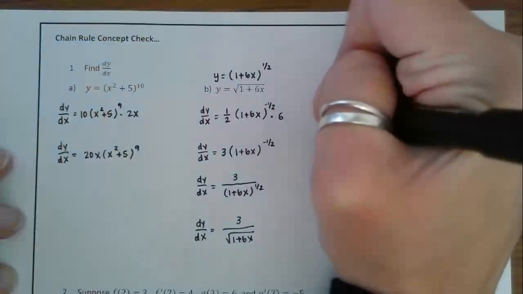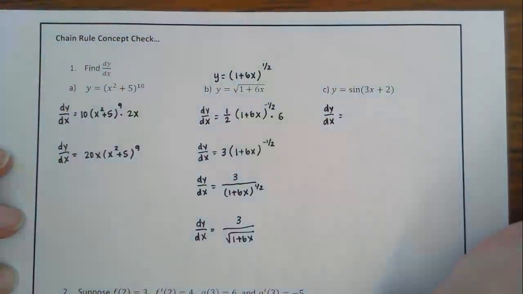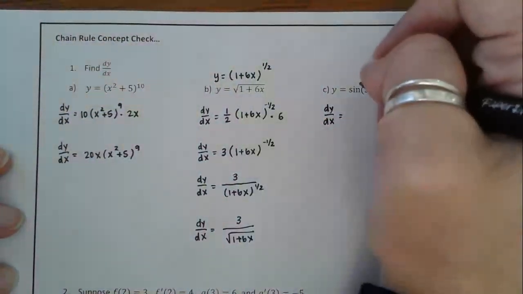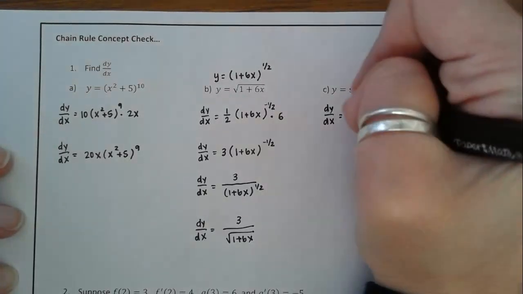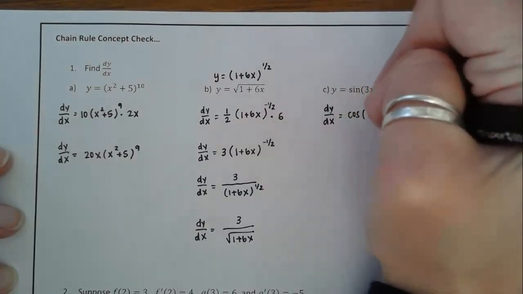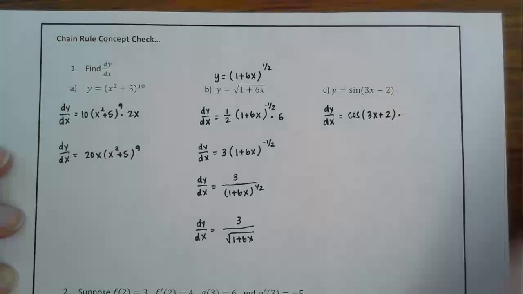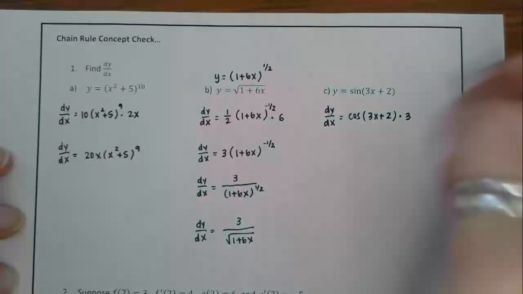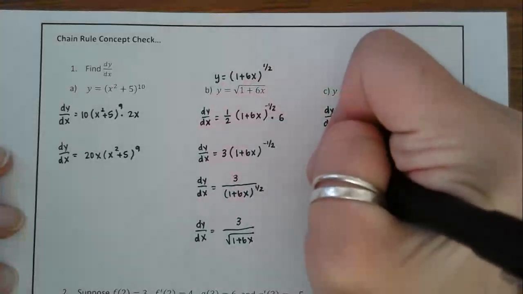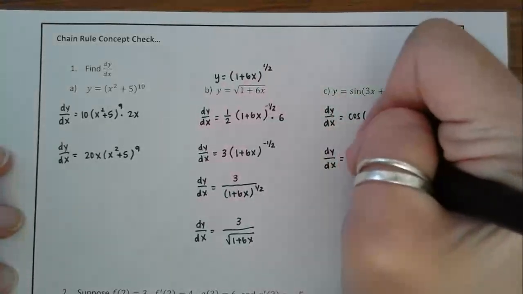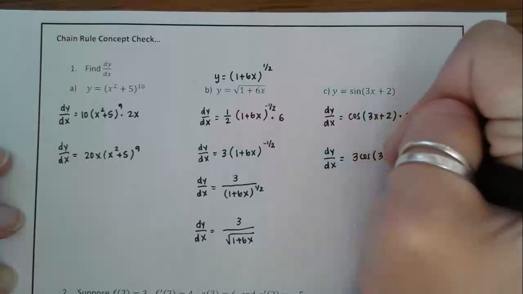All right, and our last example up here at the top, derivative of sine of 3x plus 2. Outside function is sine, so its derivative is cosine. Leave the inside stuff exactly the same. Multiply by the derivative of the inside piece, which would just be 3. So our dy dx would be equal to 3 cosine of 3x plus 2.